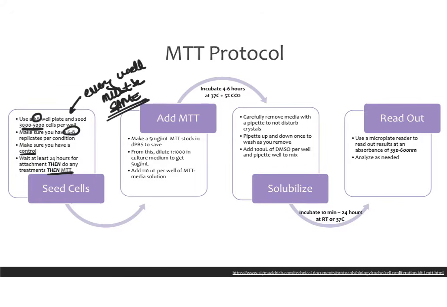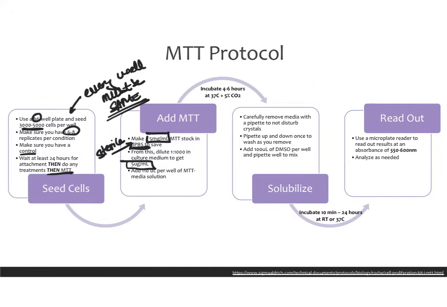So at that point, you would make your MTT stock. An MTT stock should be made at this concentration, so 5 milligrams per ml in sterile PBS, because remember, you're doing all of this in the tissue culture hood and it's all sterile, so it needs to be in sterile PBS. From this, you will dilute your MTT 1 to 1,000 in appropriate culture medium for your cells. And this will give you a concentration of 5 micrograms per ml.